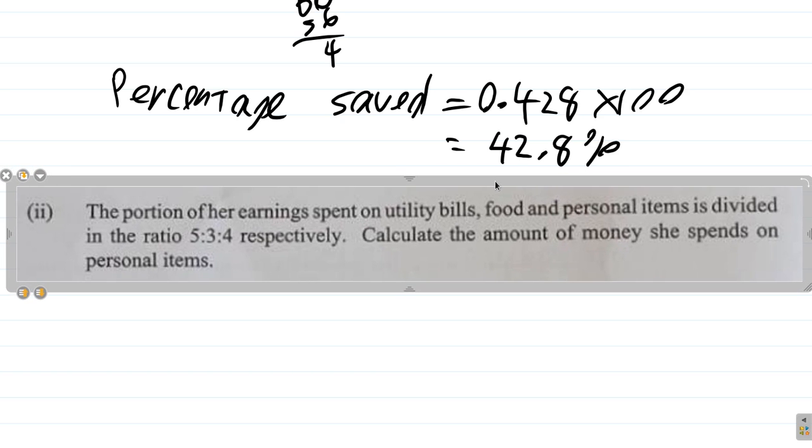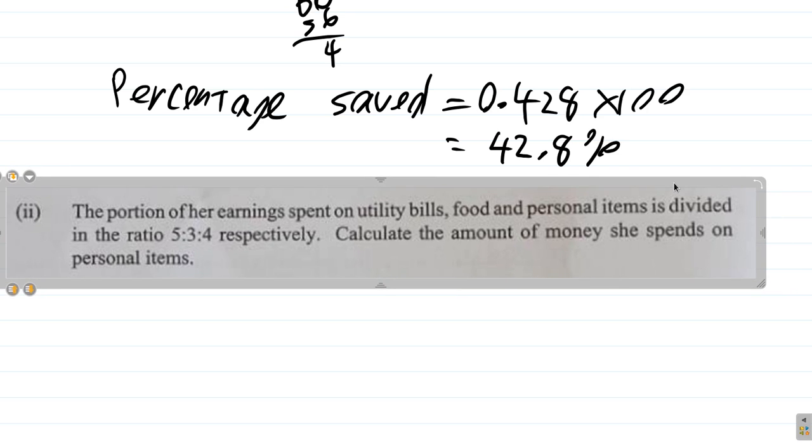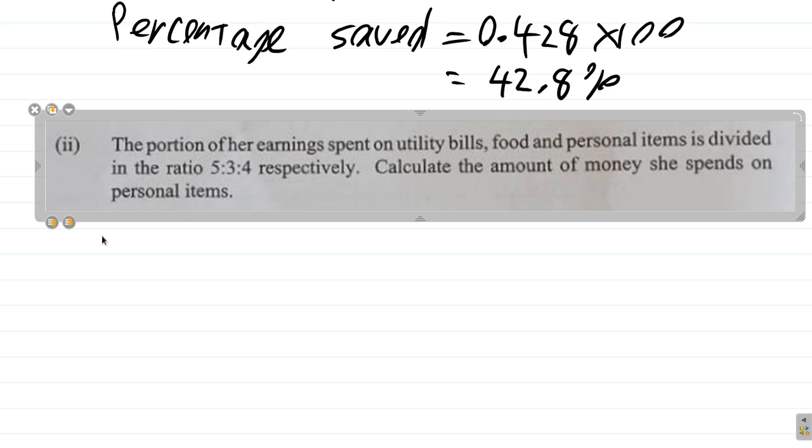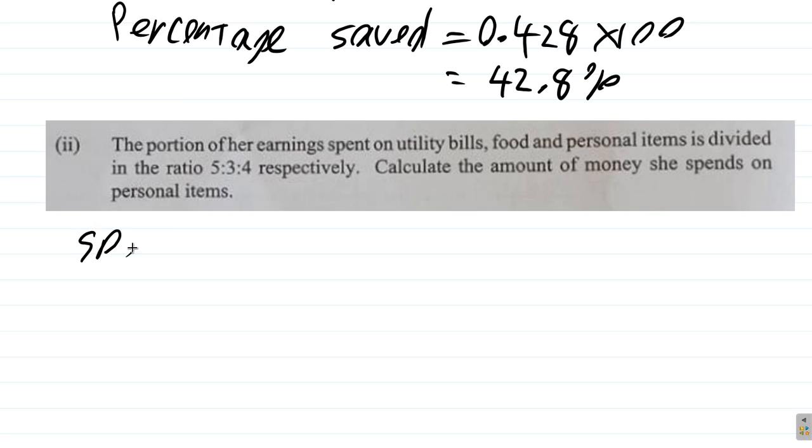Alright, so now the portion of her earnings spent on utility, food, and personal items is divided into that. The spent part is divided into 5 to 3 to 4. Calculate the amount of money spent on personal items. That would be the last part here, the 4. So we're going to have to know the amount of money that she spends on that.